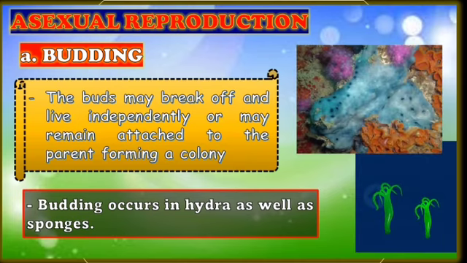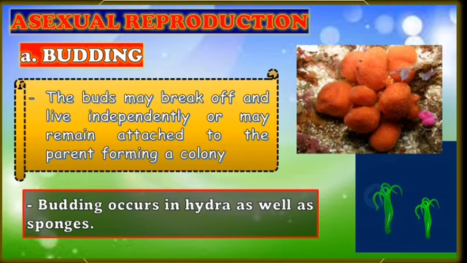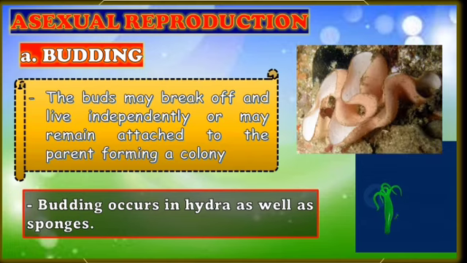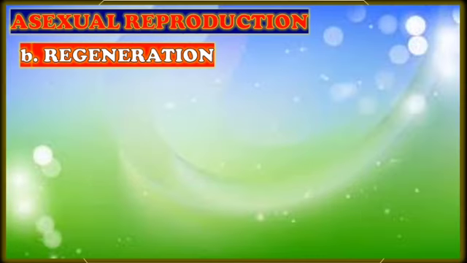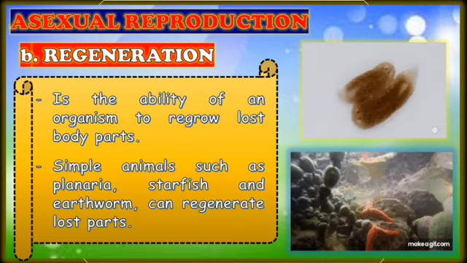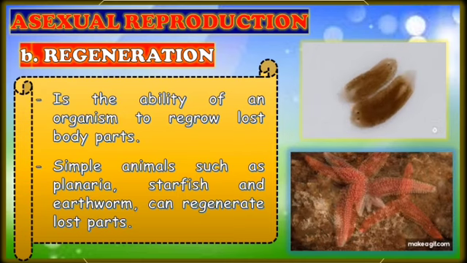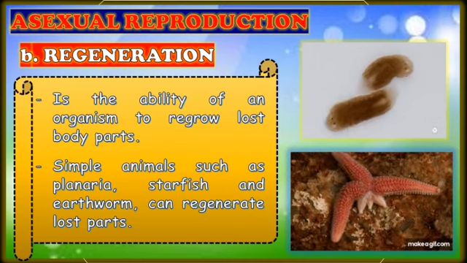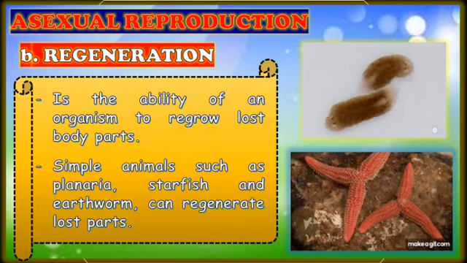So look at this picture. Oh, di ba? Kusa siyang lumalaki or nagkakaumuusbong. That process is what you call budding. Next, we have regeneration. It is the ability of an organism to regrow lost body parts. Simply, animals such as planaria, starfish, and earthworm can regenerate lost parts. So kahit maputol yung body parts niya, time will come na uusbong yan, na meron ng uusbong na body parts ulit. So that is what you call regeneration.